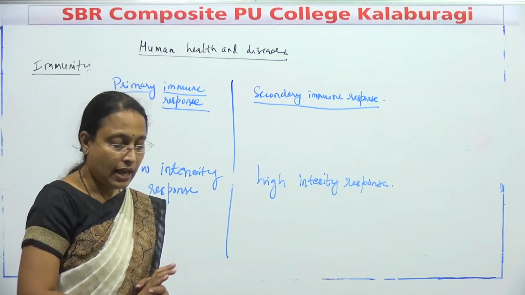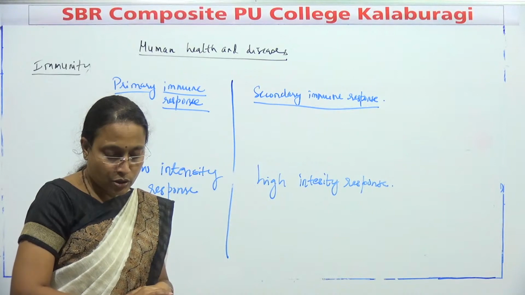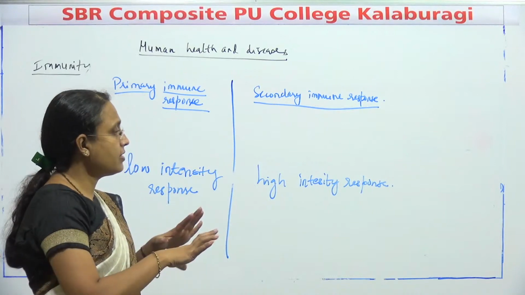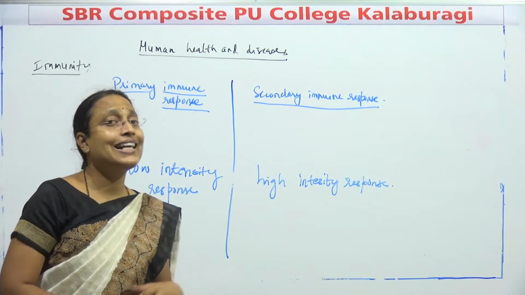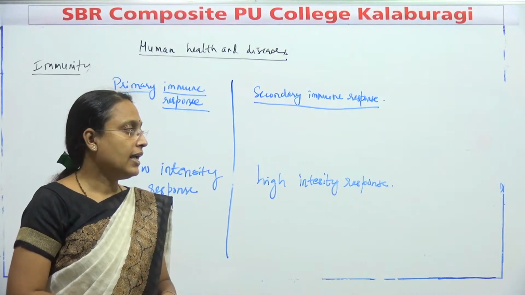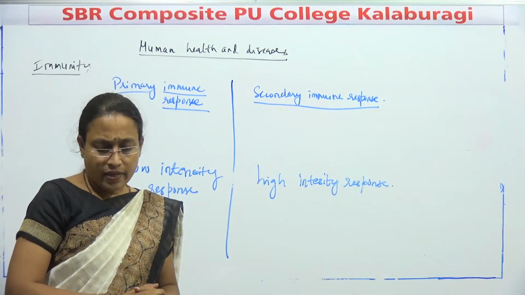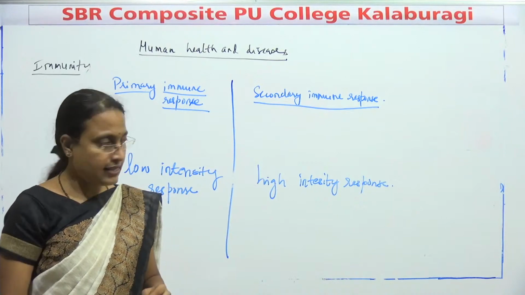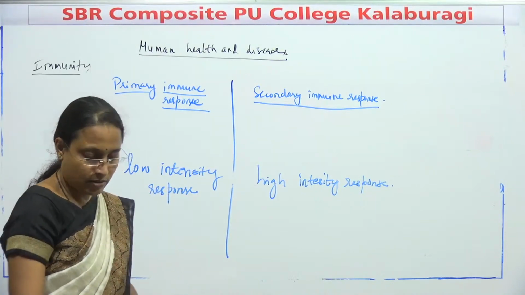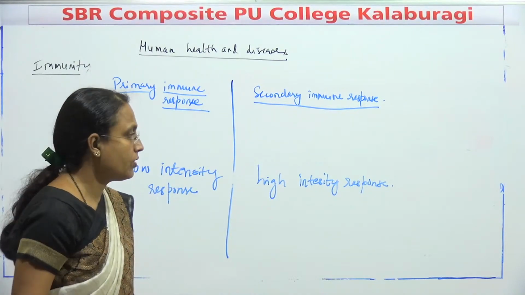Okay. And also what you should know is for this one, it is not the T cells that produce antibody, it is the B cell. Then what is the role of T cells? So this completes primary immune response.